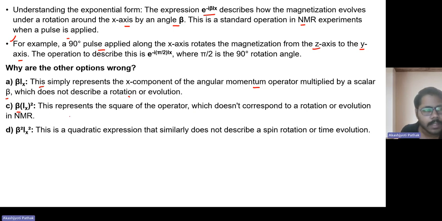It represents the square of the operator and does not correspond to a rotation or evolution in NMR. And the D option, which is beta square Ix square, is a quadratic expression that also does not describe a spin rotation or time evolution.